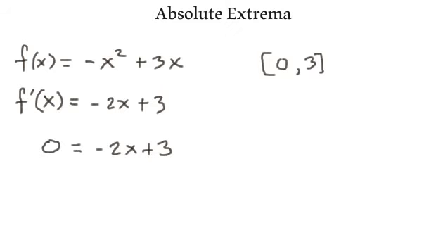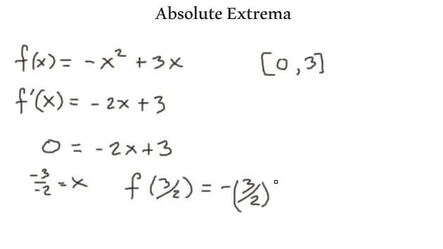We're going to divide by negative 2. Hopefully you can solve for x in this problem at this point in your career. So x is equal to 3 halves. So we got one critical number. Now what we want to do is take this 3 halves, that negative over negative is going to cancel out, and plug it into our function up here.